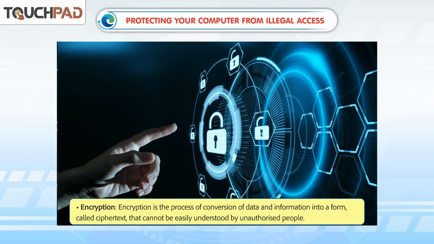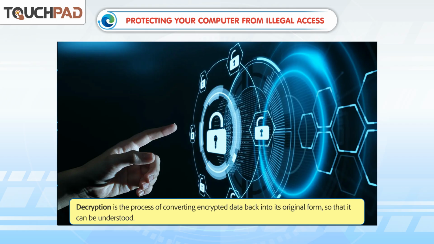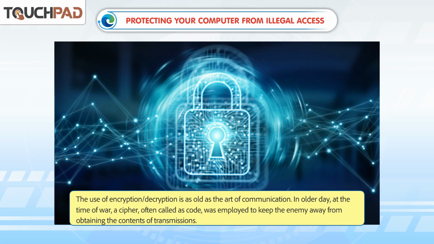Encryption is the process of conversion of data and information into a form called ciphertext that cannot be easily understood by unauthorized people. Decryption is the process of converting encrypted data back into its original form so that it can be understood. The use of encryption or decryption is as old as the art of communication.